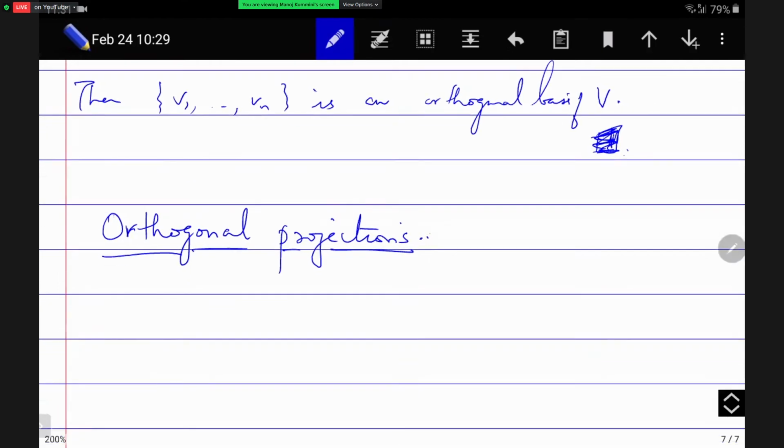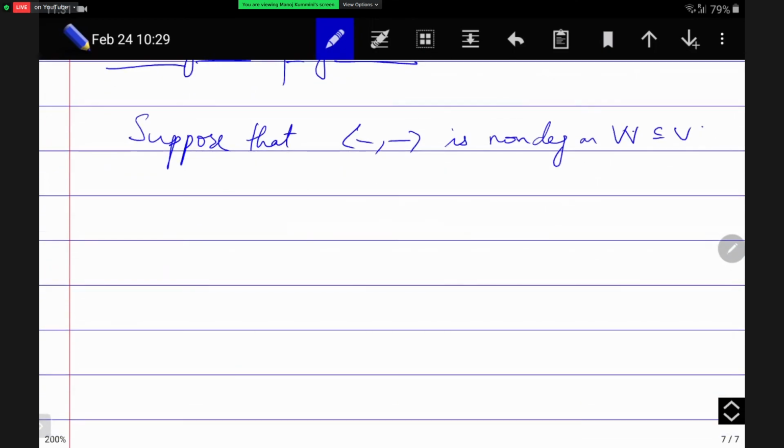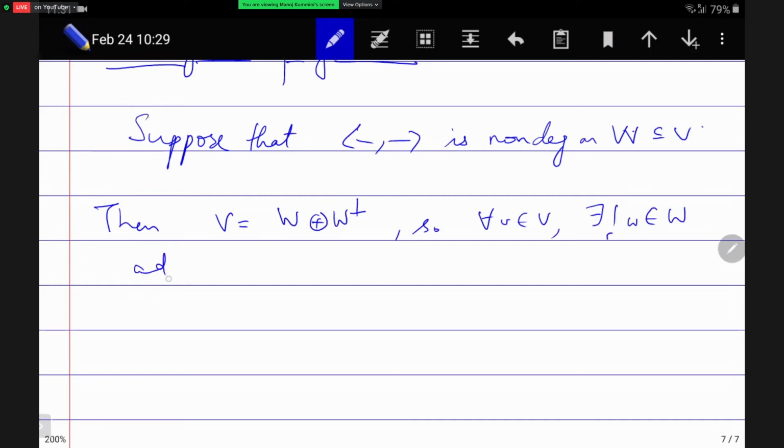Okay, so orthogonal projections. Suppose that the form is non-degenerate on W, where W is inside V. Then V is W direct sum W perp. So for every v inside V, there exists a unique w inside W and w prime inside W perp such that v is w plus w prime. That's what we mean by it being a direct sum.